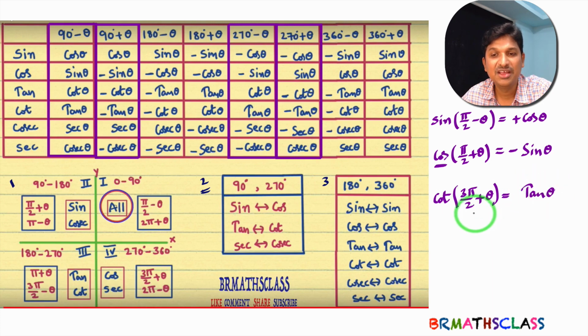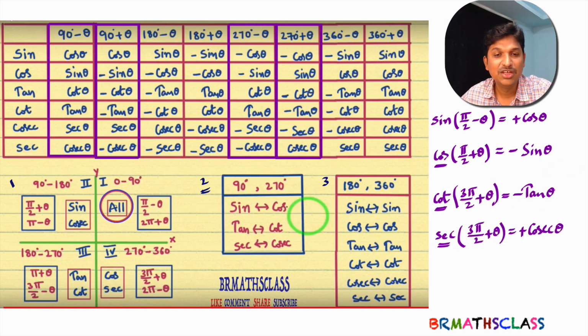Now the point is 3 pi by 2 plus theta lies in which quadrant? You look here. It is in fourth quadrant. In fourth quadrant, cot is what? In fourth quadrant, cot is negative. So simply write minus. So cot 3 pi by 2 plus theta is minus tan theta. So you learned about the second part. Whenever we see pi by 2, 3 pi by 2, what happens? Now we will see another 4 columns.